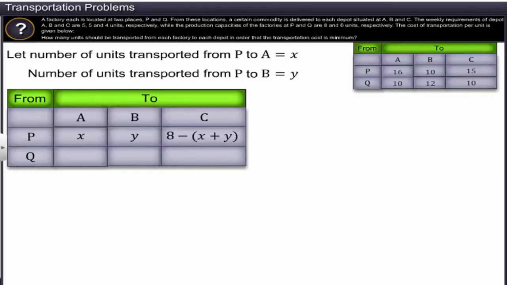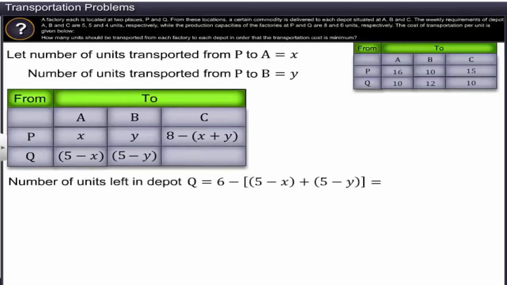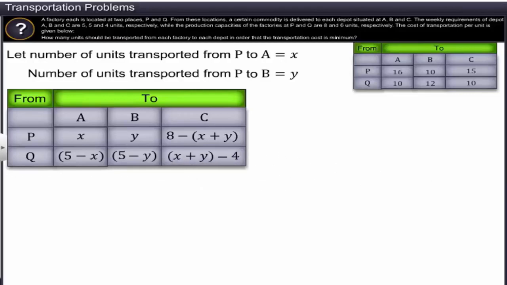As the requirement at depot A is only 5 units, the number of units sent from Q to A is 5 minus X. Similarly, the requirement at depot B is only 5. Hence, the number of units sent from Q to B is 5 minus Y. The number of units left in depot Q is X plus Y minus 4. Let us form the inequalities using the data in the table.